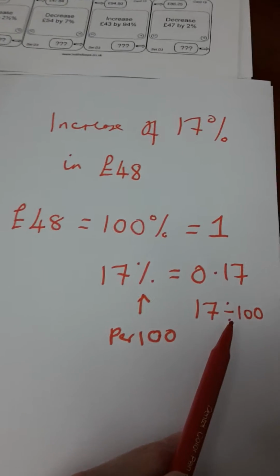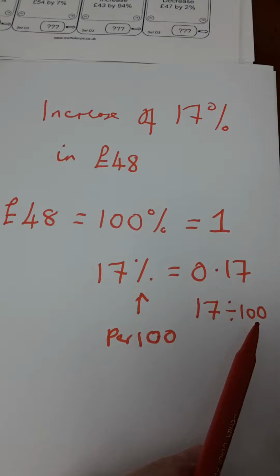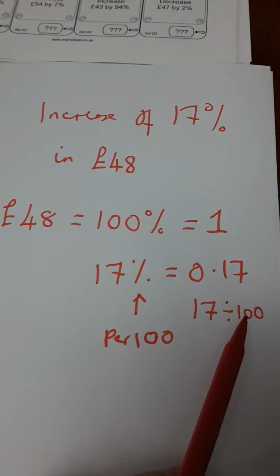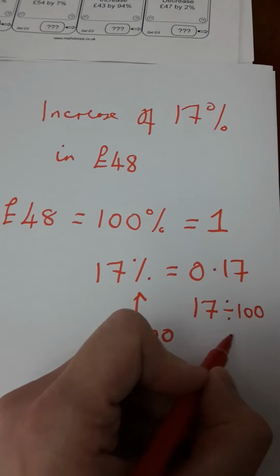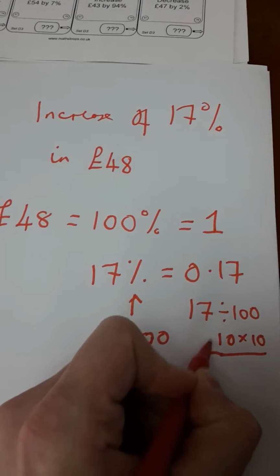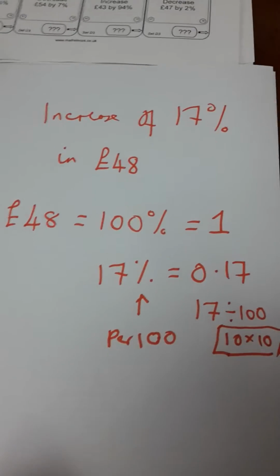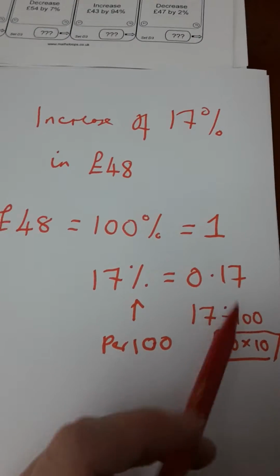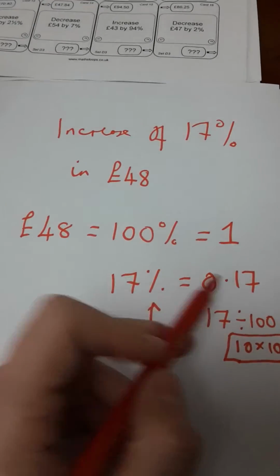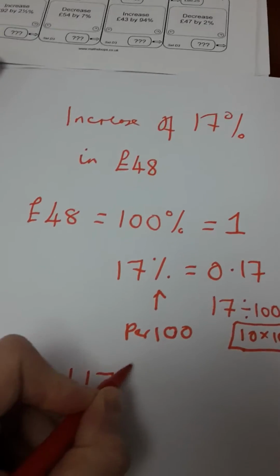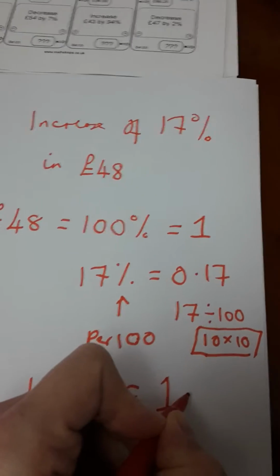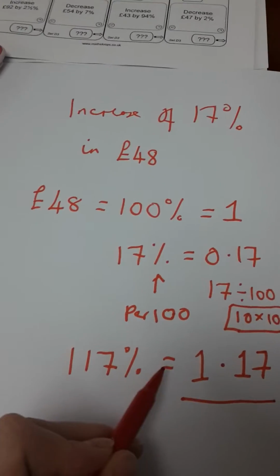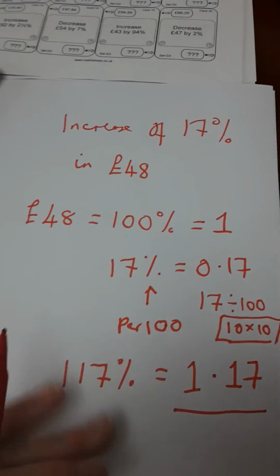So 17 divided by 100 is 0.17, because we have 10 times 10 here, because 100 is 10 times 10, so we have 2 numbers moving to this side of the decimal place, because for every 10 we times by or divide by, we move one number. So this means that if I have 117%, technically I have my whole one plus my 17%. So 117% is the same as 1.17.